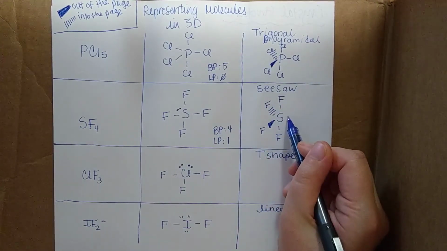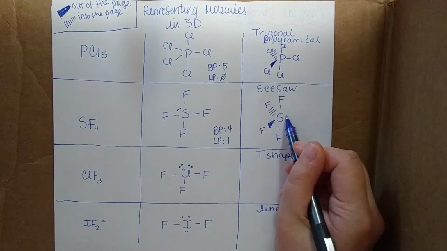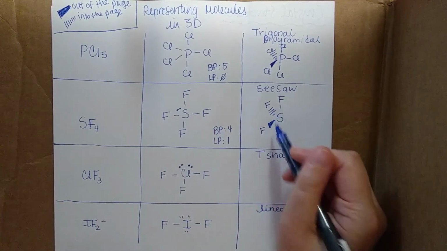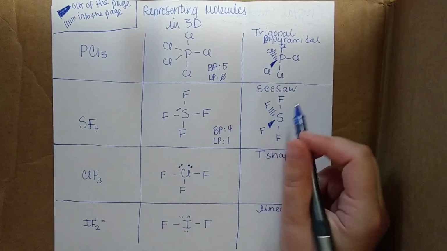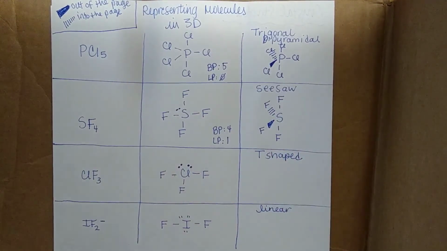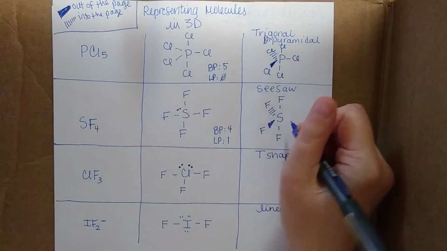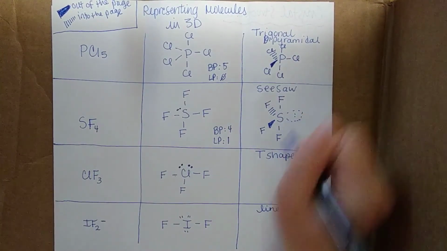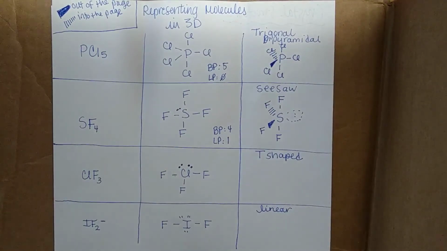So typically you can try to visualize there would be a lone pair here in the page, and these 2 things would be coming towards us and away from us. So that's how we represent our seesaw structure. It's typically not drawn this way, but if you want, you can think about it kind of like this. So there's a lone pair there. So let's move on to the next one.